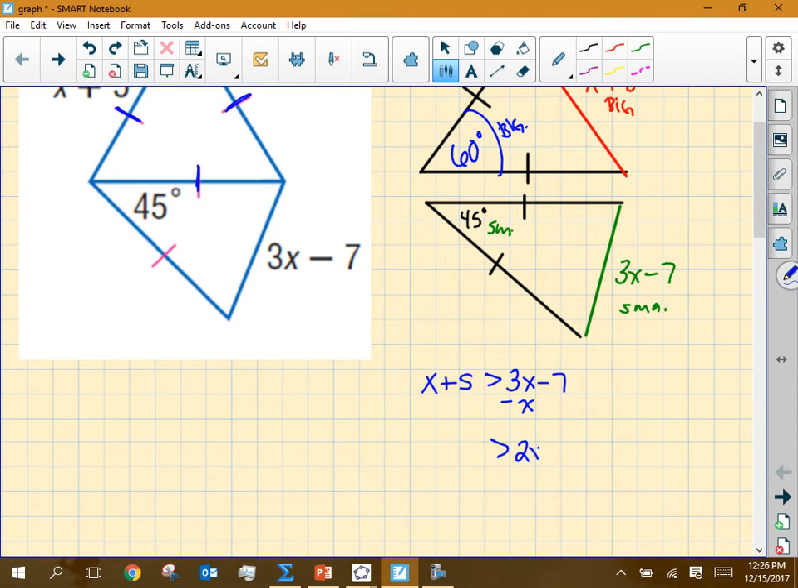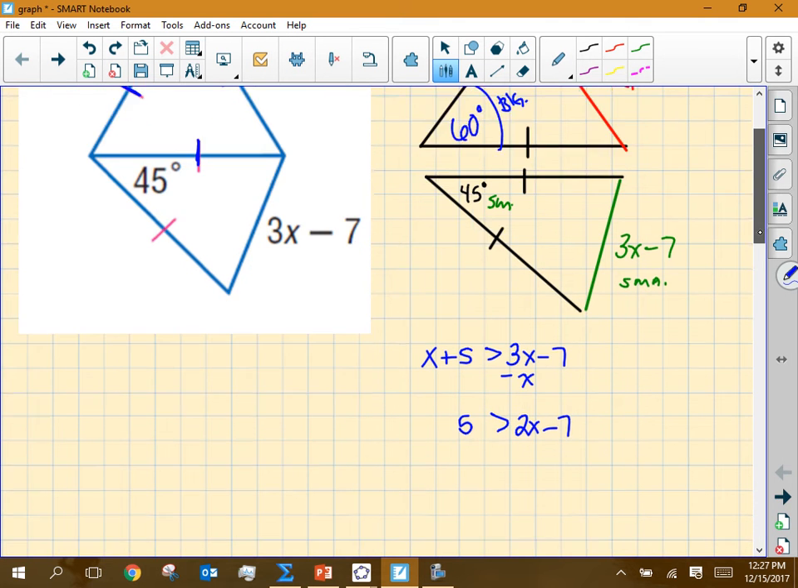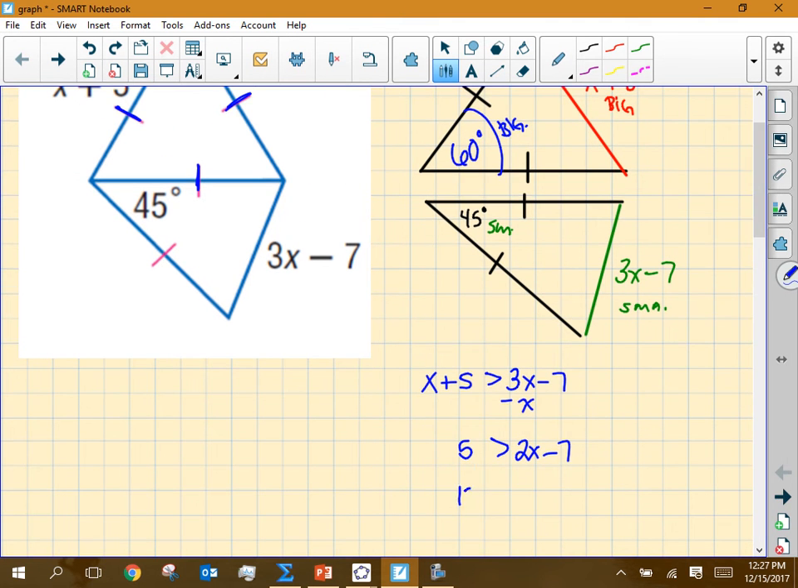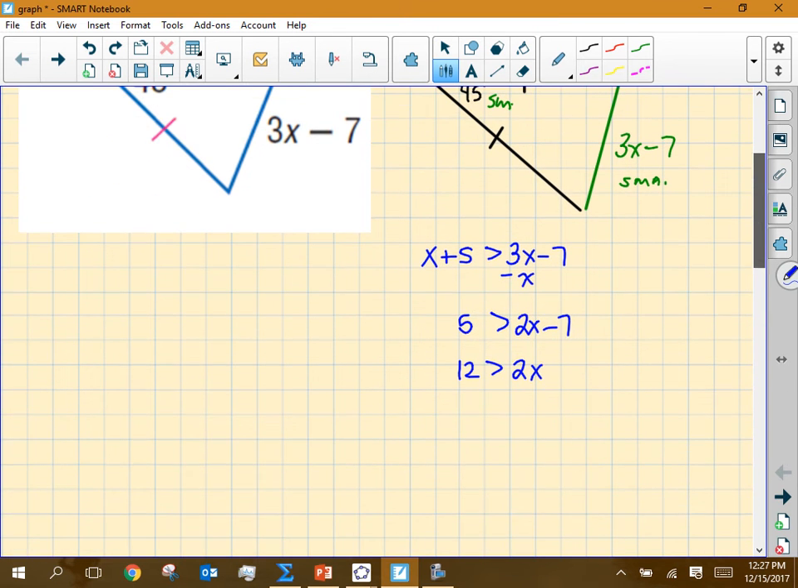So get 2x minus 7. I'm going to have 5 here. Add 7 to both sides. So you get 12 is greater than 2x. And then we can divide both sides by 2. And now x is less than 6. Okay, so I write it that way.